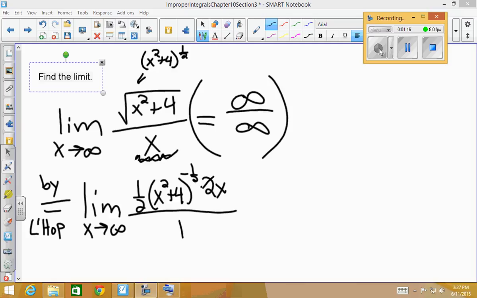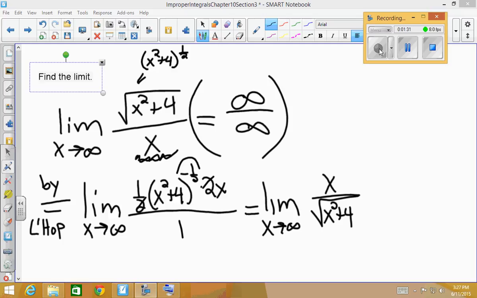Now if you simplify this, the 2's will cancel, and you'll be left with the limit as x goes to infinity of x divided by the square root of x squared plus 4. The negative exponent drops that factor into the denominator, and the square root is that 1/2 power. But now you see that we're basically going to be in the same situation.